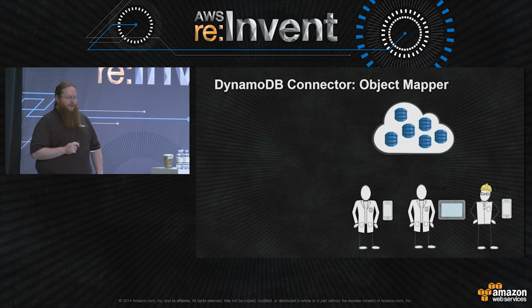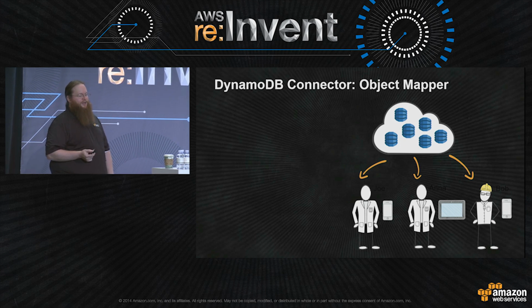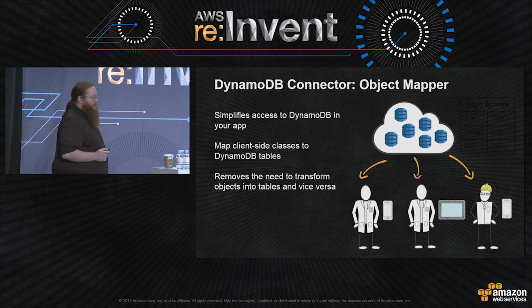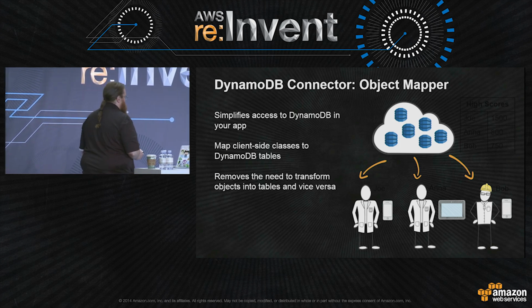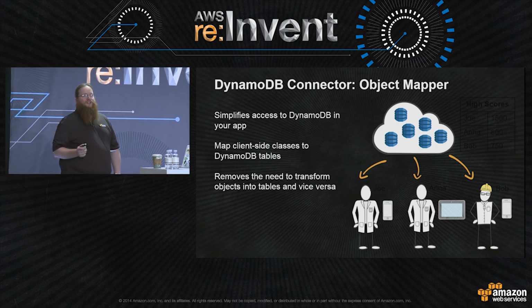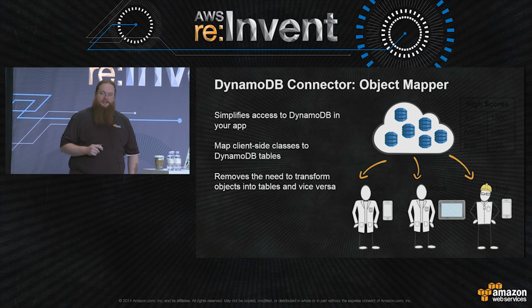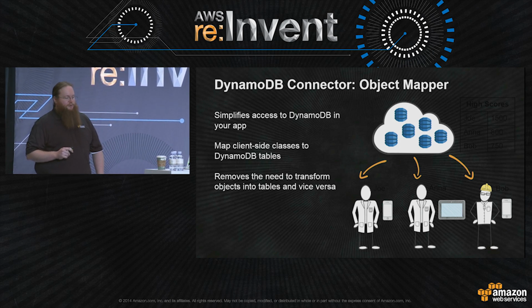So we have a DynamoDB object mapper. This basically allows you to map individual items in DynamoDB and give them to individual users. It simplifies access to DynamoDB. You don't have to necessarily understand how to write query and scan operations or understand hash keys. You'll have to understand, at least at a basic level, hash keys and range keys, but it does simplify quite a bit.